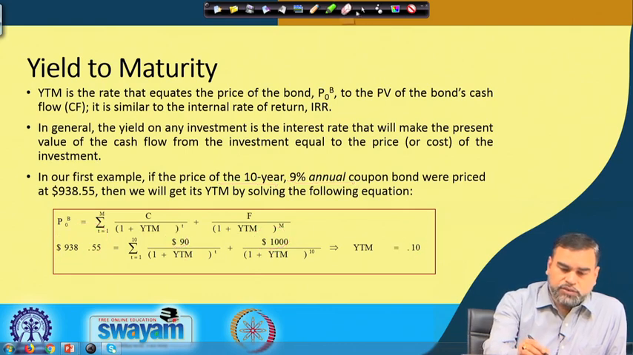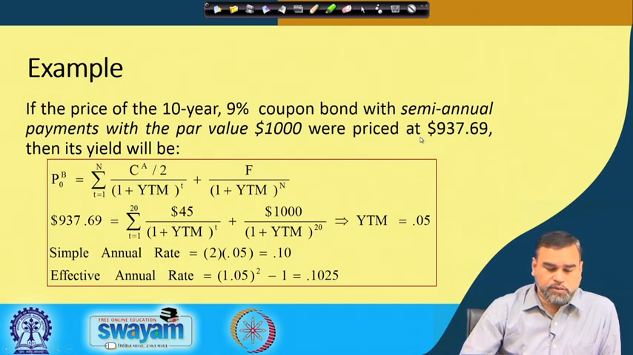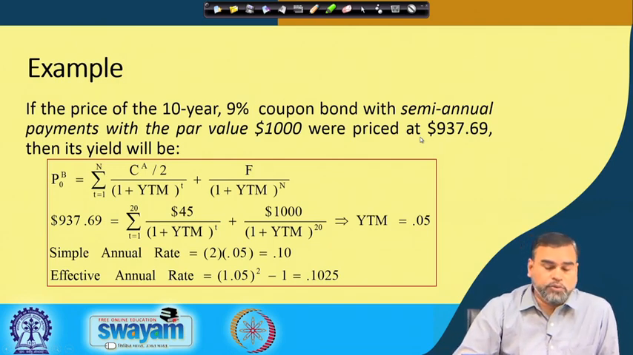Then we will see how this works in the market. For example, in the same example, if you go back, the coupon payment was semi-annual, again with a 9% coupon, but the frequency of the payment of the coupon is semi-annual. So in that context, what do we find?